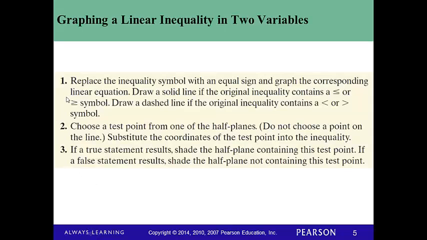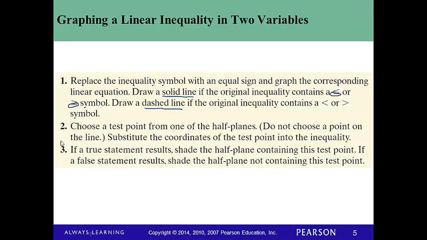So then we talk about the steps for graphing a linear inequality. First thing you want to do is replace the inequality symbol with an equal sign and graph the corresponding linear equation. Draw a solid line if the original inequality contains a less than or equal to, or a greater than or equal to symbol. Because you have equality, you draw a solid line. Draw a dashed line if the original inequality contains a less than or greater than symbol. No equality means dashed line.